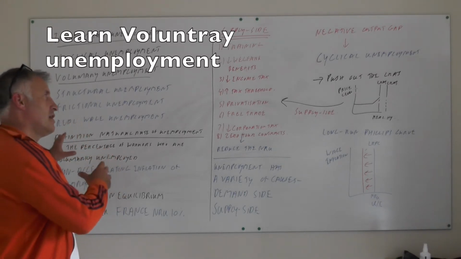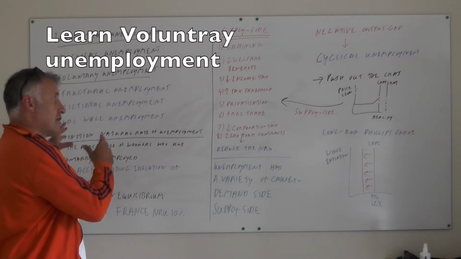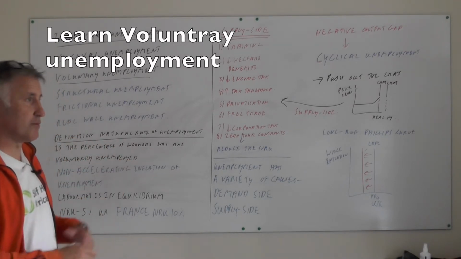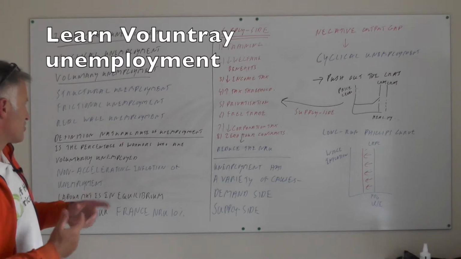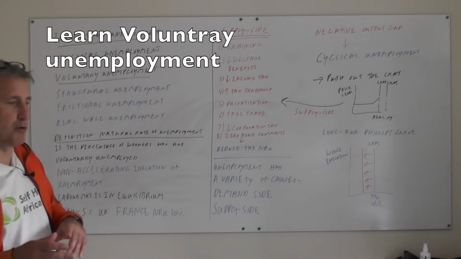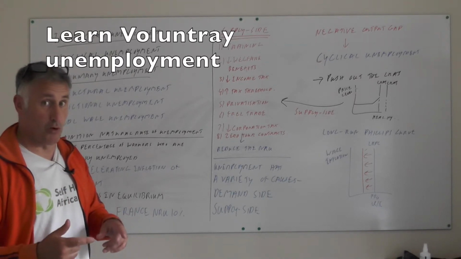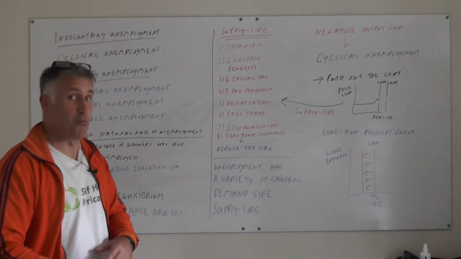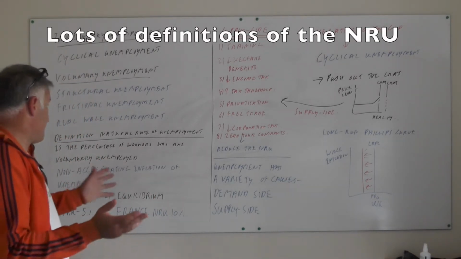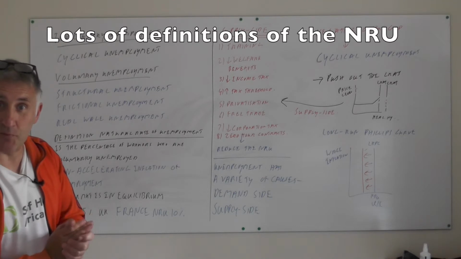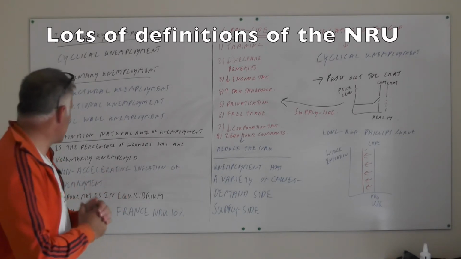So you could be voluntarily unemployed if you're structurally and frictionally unemployed. And previously I told you that the definition of the natural rate of unemployment was all those people who were structurally and frictionally unemployed, but they're also voluntarily unemployed because they could go and find jobs. That's what the textbook says anyway, so we will go along with that.